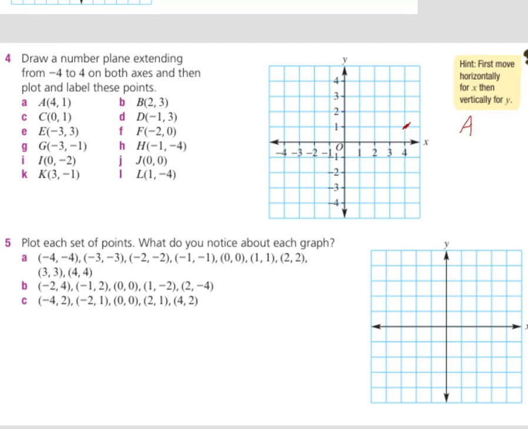B will be at 2, 3. B is at 2, 3. And B is done. C will be at 0 and 1. That's there. That's C done. Now we're up to D. D is at -1 and 3. So there's -1 and there's 3. E will be at -3 and 3. So -3 and 3. F will be at -2 and 0.